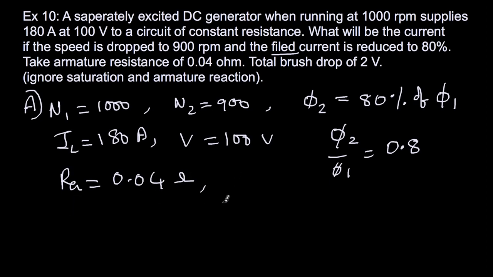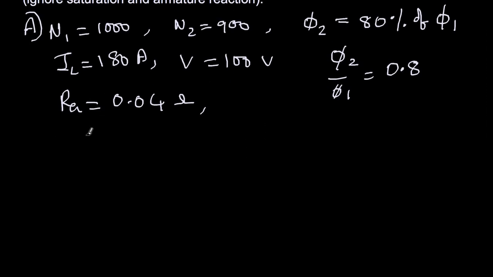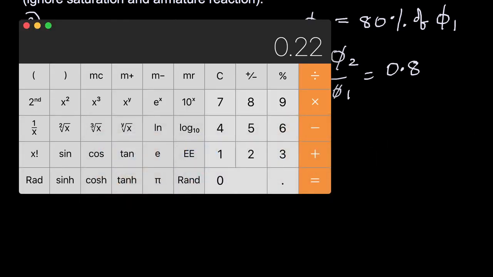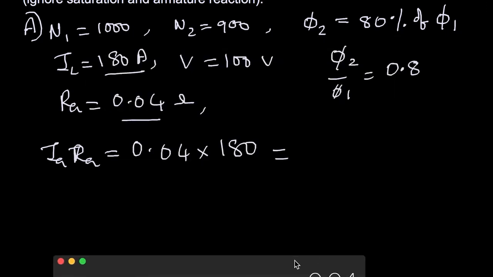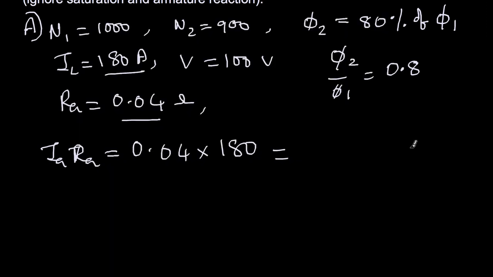So we'll consider that. First thing I would like to do is find the EMF induced. How to find the EMF induced? First IaRa, so that will be 0.04 multiplied by 180 amperes, because in this separately excited generator the load current is exactly equal to the armature current. So let me calculate that. 0.04 multiplied by 180 is 7.2. So 7.2 volts is the drop I am getting.